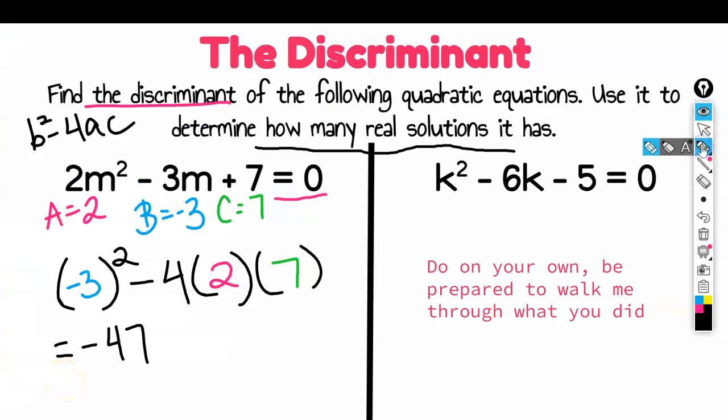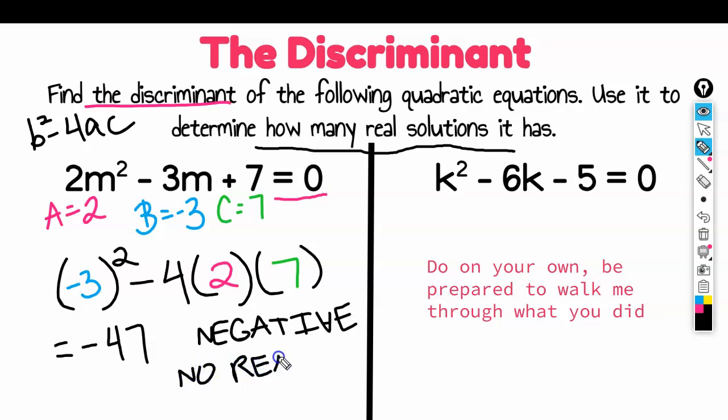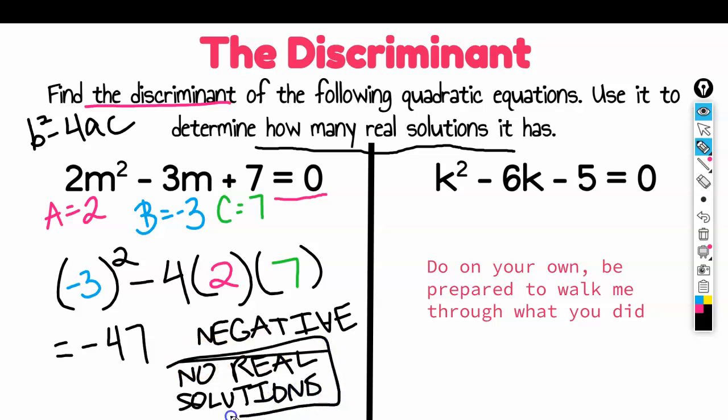Okay, so since this is negative, since my discriminant ended up being negative, then that means that there are no real solutions. If I check my chart, no real solutions, no x-intercepts. This graph is not going to touch the x-axis. It's not going to cross it. Okay? And again, next problem, you are going to do it on your own and be prepared to walk me through what you did.